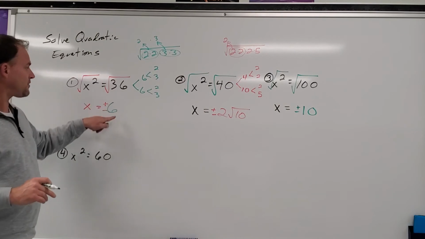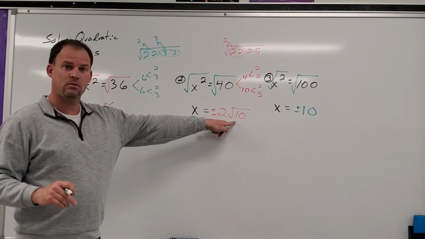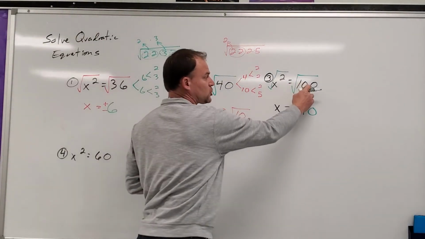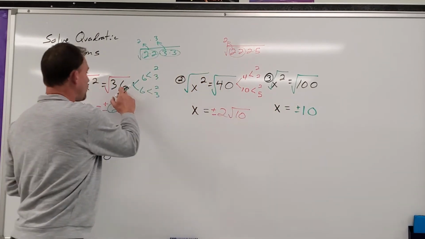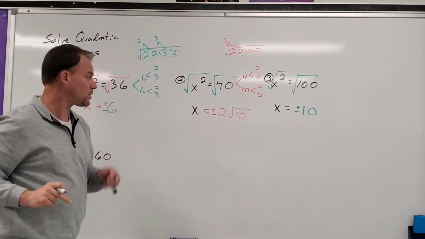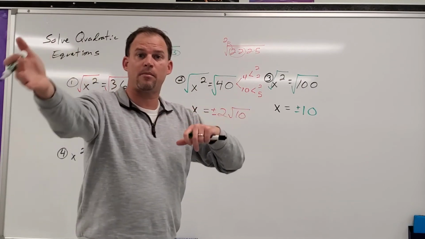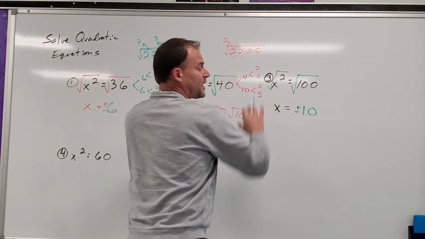Remember, they don't have to have a radical in the answer. Sometimes they do, sometimes they don't. If it's a perfect square, no radical in the answer. All right, that's it, if you can remember those perfect squares. If you don't remember perfect squares, break it down with a factor tree.